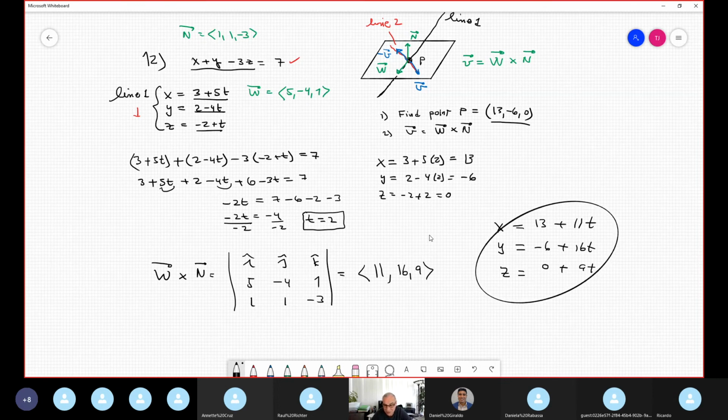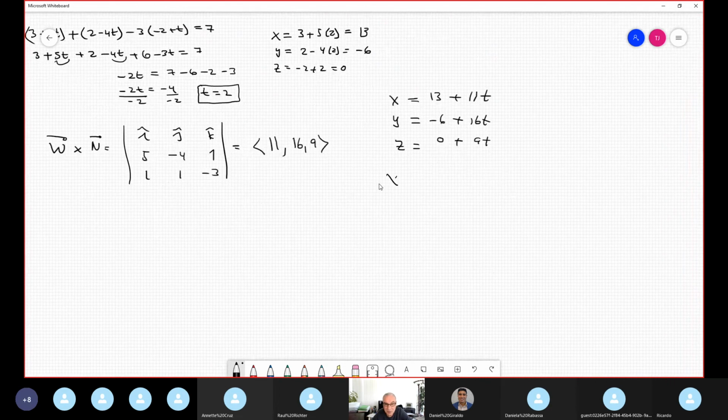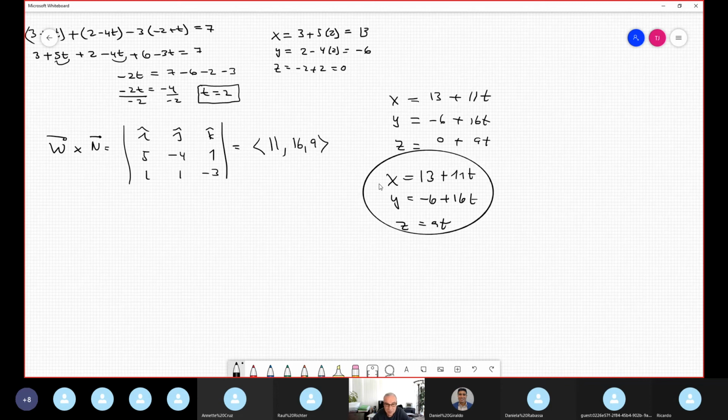Of course, you can simplify a little bit if you want. The 0 is not necessarily there. So it's x equal to 13 plus 11t. Y is equal to minus 6 plus 16t. And z is just 9t, not necessarily 0. Any question, right?